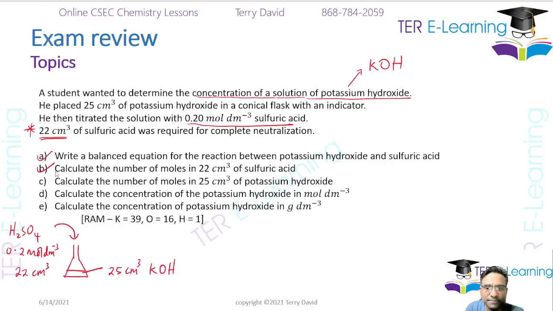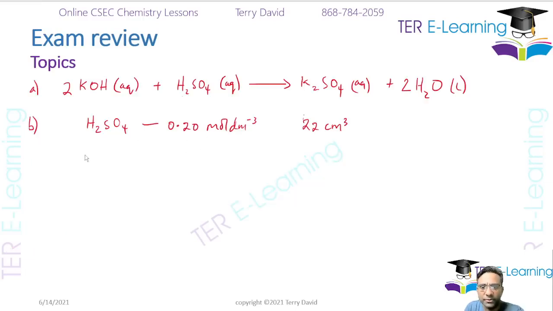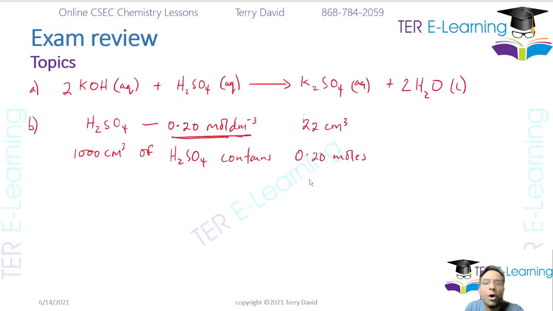And the question is asking how many moles we have in this 22. So you know the concentration, right? So therefore, we can say that 1000 cm cube of sulfuric acid contains 0.20 moles, right? So I got that information from this. Once you know the concentration, you know how much moles we have in 1000. So therefore, we need to work out for 22.